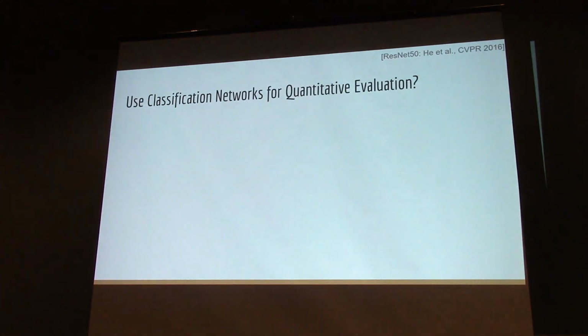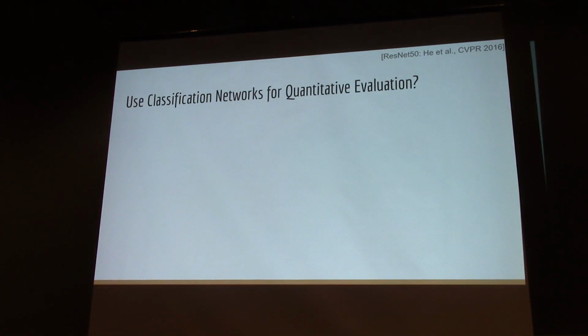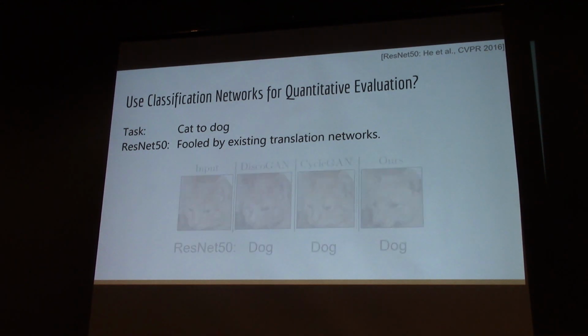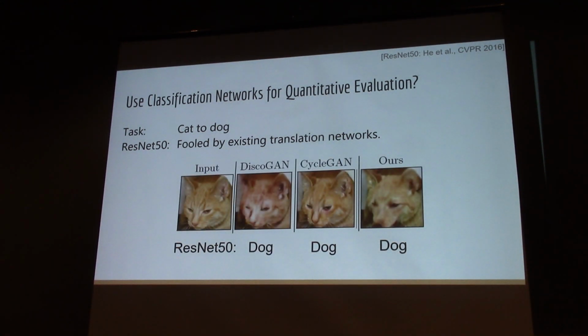So let's try and use a classification network. Let's see if a classification network can see whether it's a dog or a cat. So let's use ResNet 50, for instance. But it turns out ResNet 50 is fooled on these kinds of images. It thinks that all of these are dogs. And so CycleGAN and DiscoGAN are acting sort of adversarially here, where they're able to still fool the classification network into thinking it's a dog, even though conceptually it doesn't look like a dog.